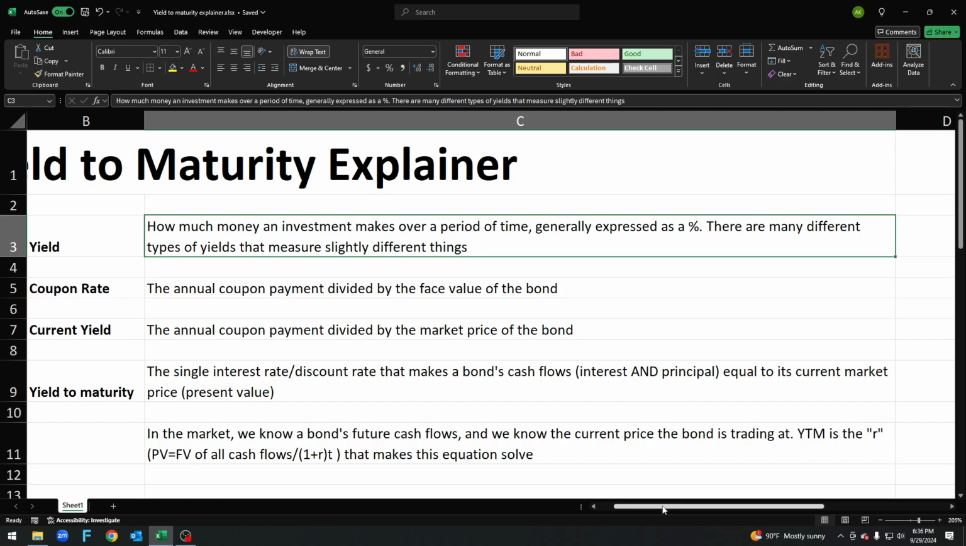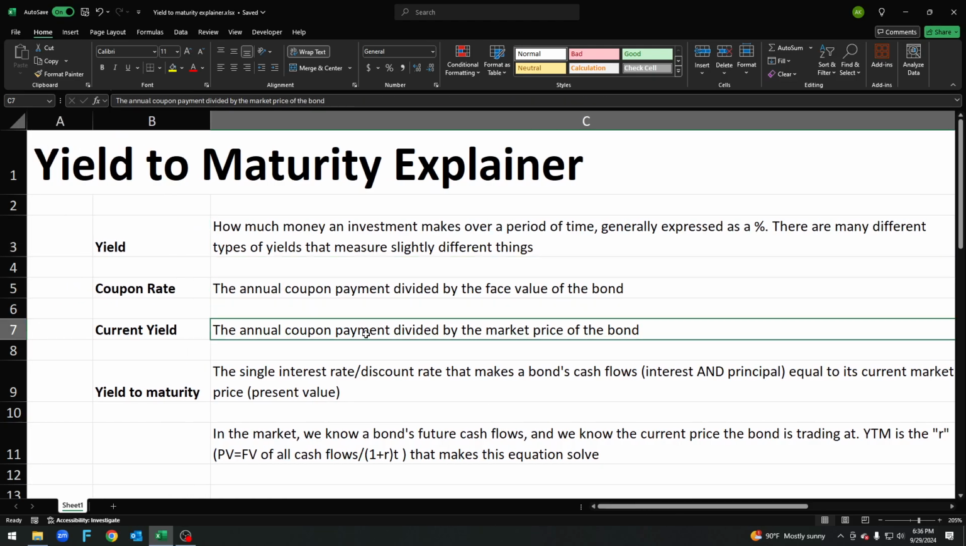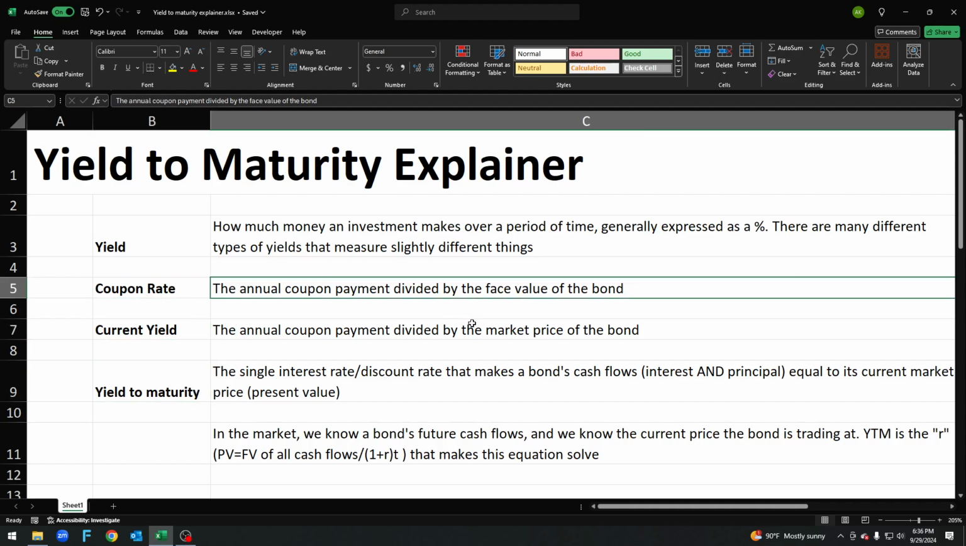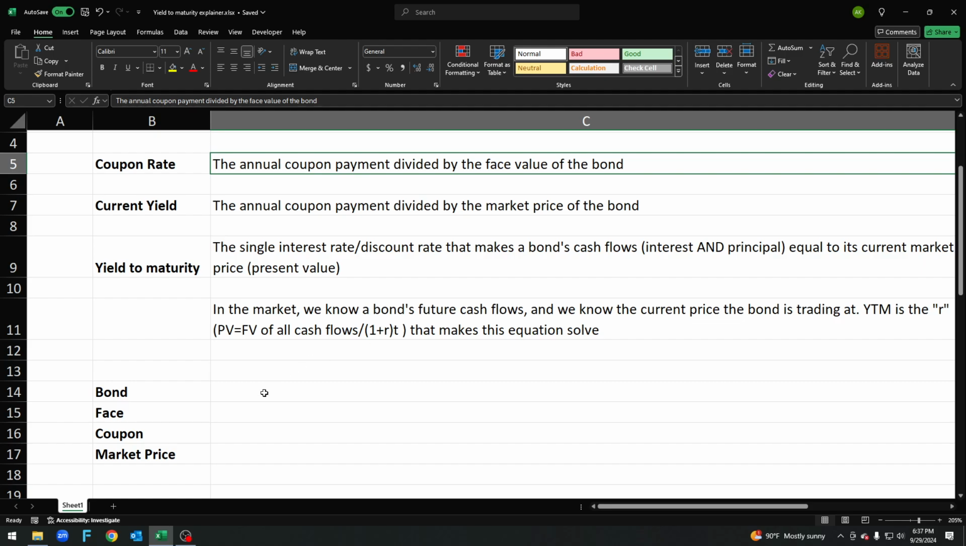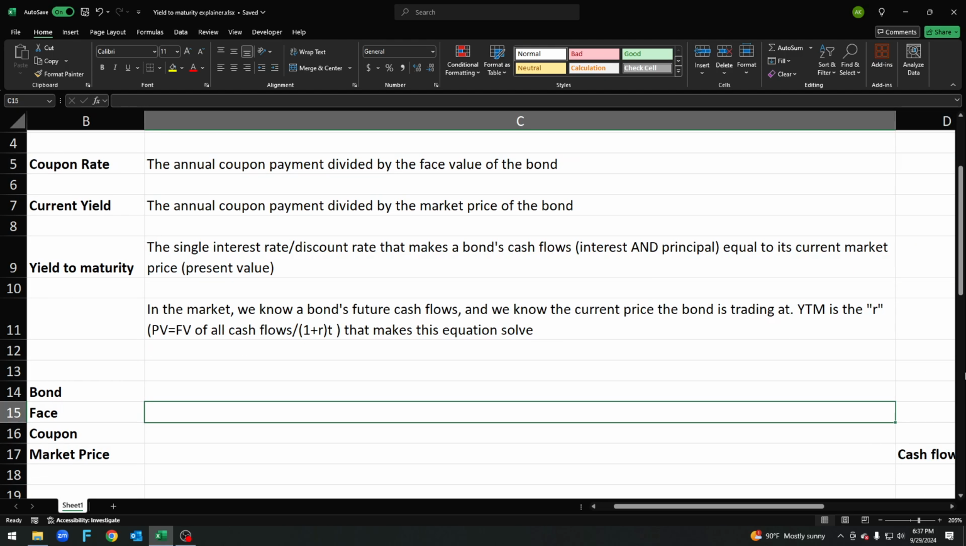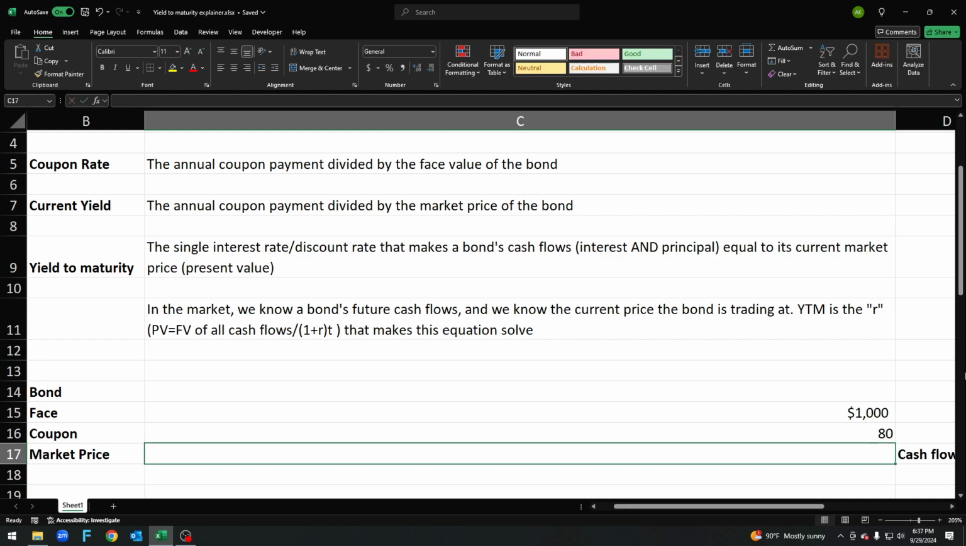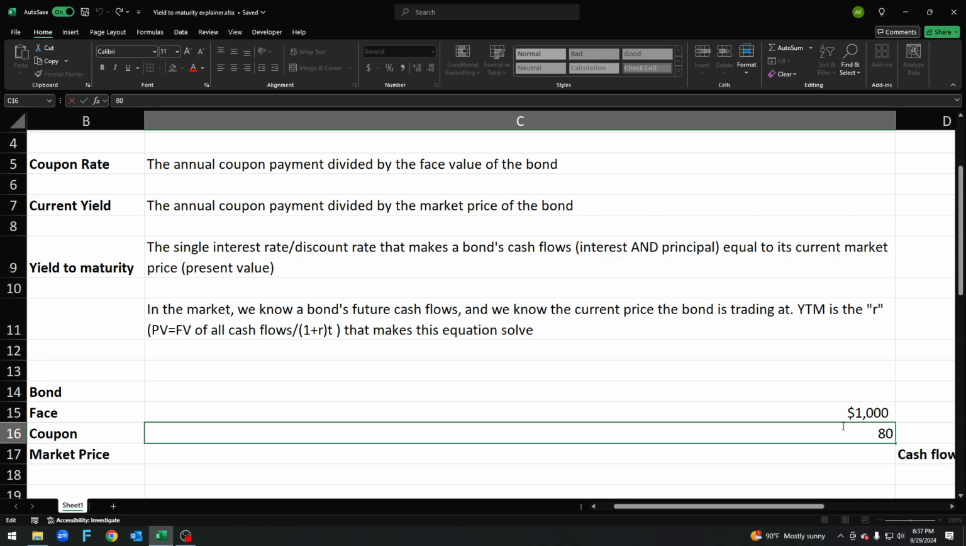So what are the three that we tend to start with when we're talking about fixed income securities? Fixed income is bonds. Coupon rate, current yield, and yield to maturity. The coupon rate is just the annual payment divided by the face value of the bond. So let's say that we have a bond, face value is 1,000. The coupon payment is 80, the annual coupon payment is $80 per year.